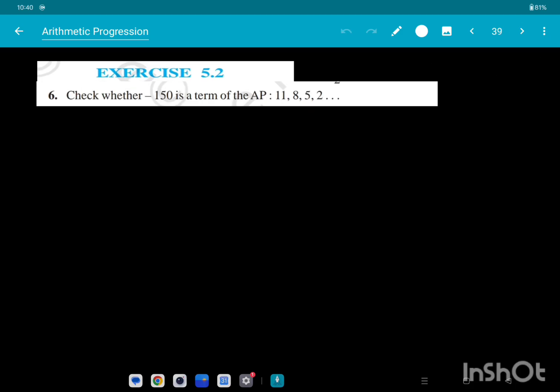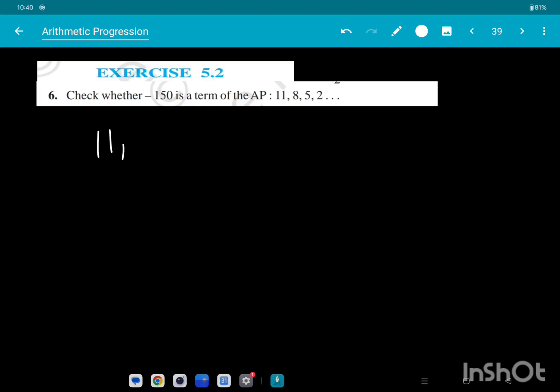Check whether minus 50 is a term of the AP or not. So we need to find if minus 50 is in this AP or not. How can we find? We will find the nth term. If the nth term is a positive value, then it is yes. The n term should be a positive whole number. Then only it is there in this AP. I will tell you how.